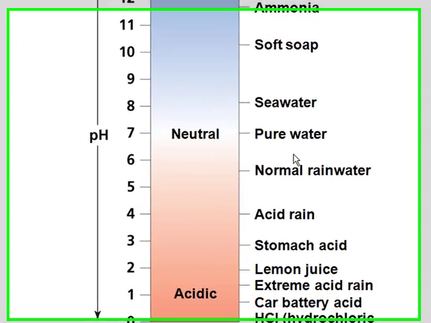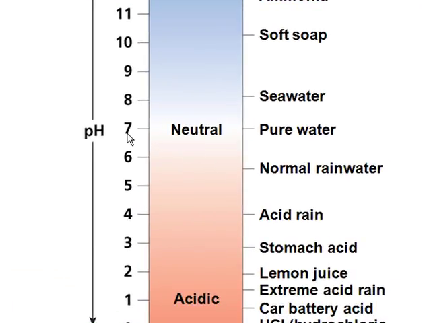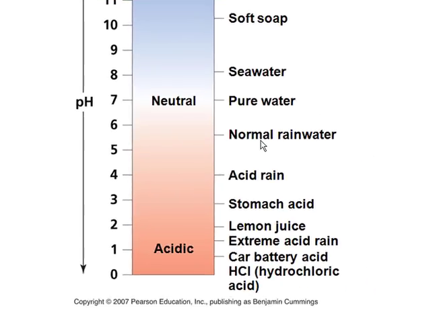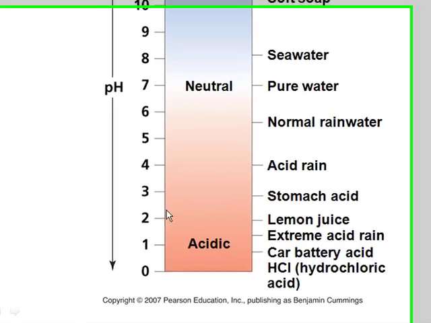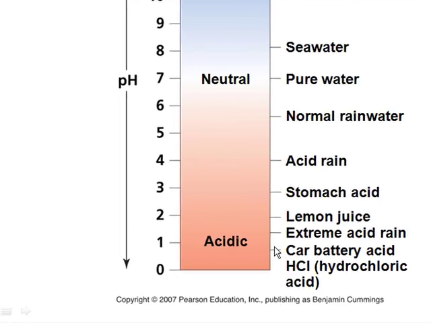We got pure water. Anything less than 7 going this way, from normal rainwater, which is about 5.5, acid rain a little under 4, the acid in your stomach around pH 3, lemon juice, extreme acid rain, and car battery acid down here, below 1. These are very strong acids down at the bottom, okay? All below 7. But as you go down, the acids become stronger, okay?